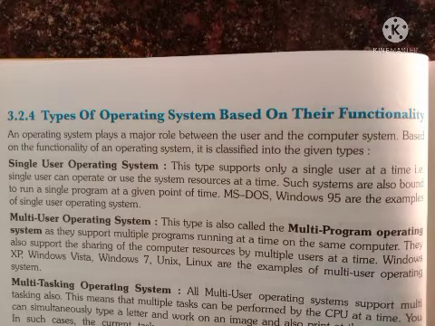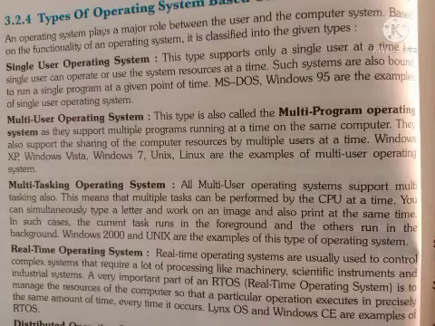Multitasking operating system. All multi-user operating systems support multitasking also. This means multiple tasks can be performed by the CPU at a time. You can simultaneously type a letter, work on an image and also print at the same time. In such cases, the current task runs in the foreground and the others run in the background.